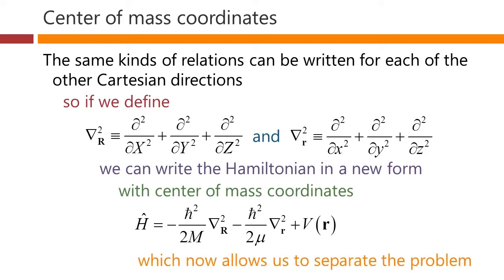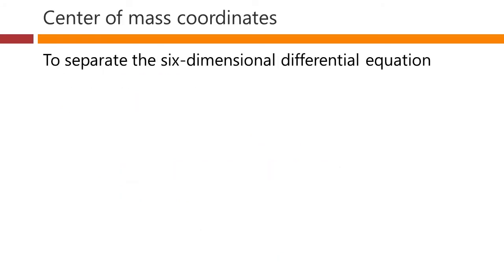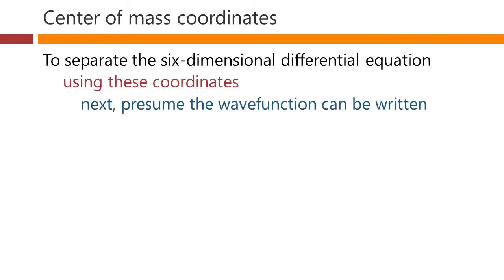And this allows us to separate our problem into two separate three-dimensional problems. So to separate the six-dimensional differential equation using these coordinates, we next presume that we can write our wave function as a product of two three-dimensional wave functions. So this one, capital S of capital R, is something associated with the center of mass motion, and this one, u of little r, is something associated with the relative motion of the electron and the proton.